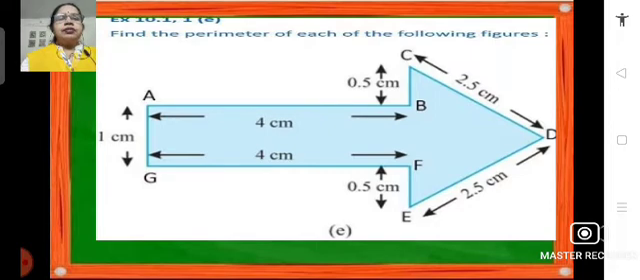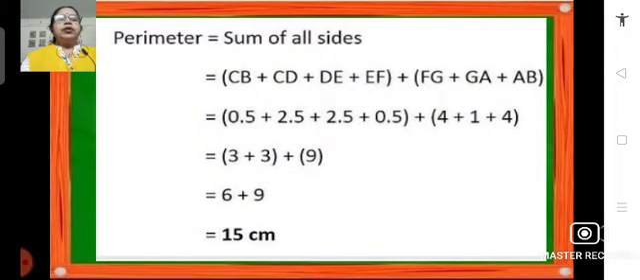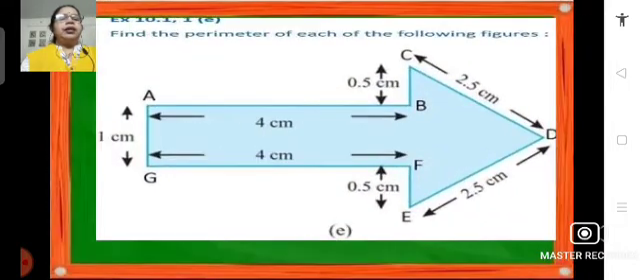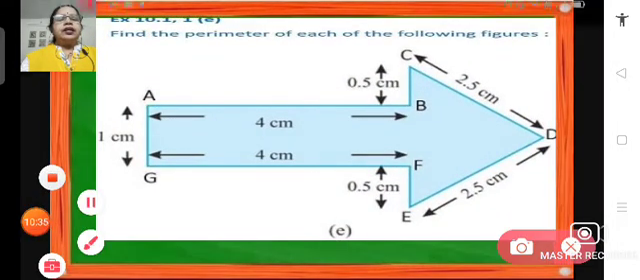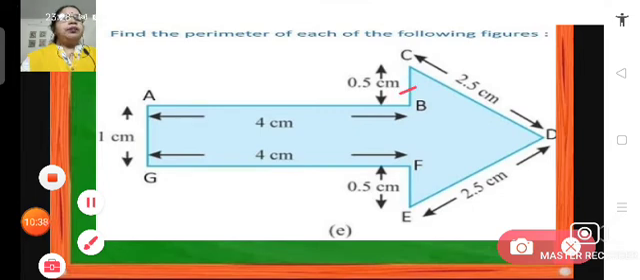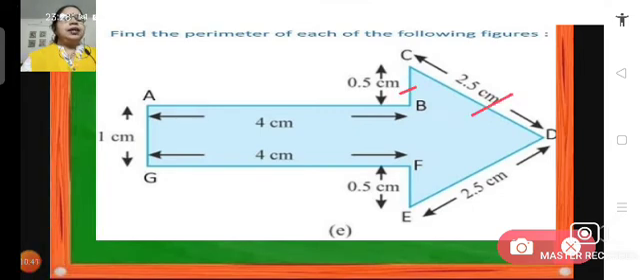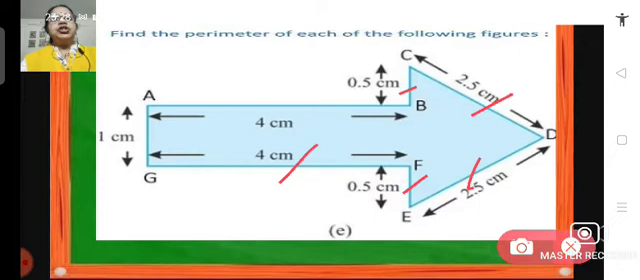Then we have this figure. We have to find out the perimeter of this figure. So let's see how we do it. We know that perimeter is the sum of all its sides, isn't it? So from here if we take, it will be CB or BC plus CD plus DE plus EF plus FG plus GA plus AB. We have to add up the lengths of all these sides to get its perimeter.